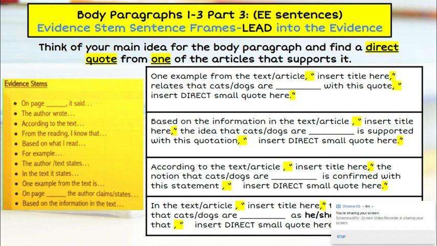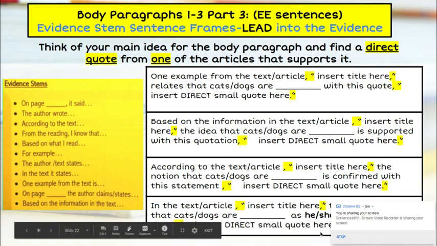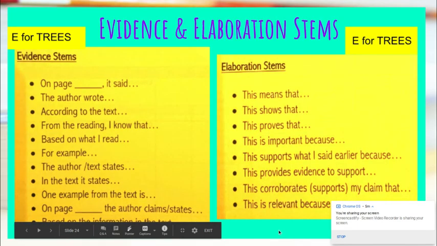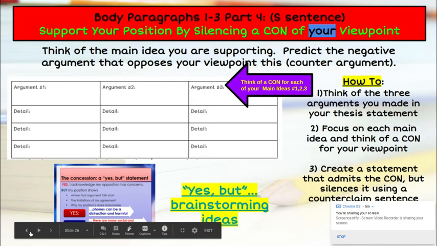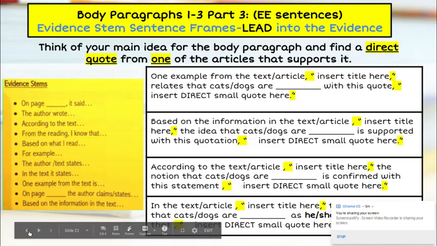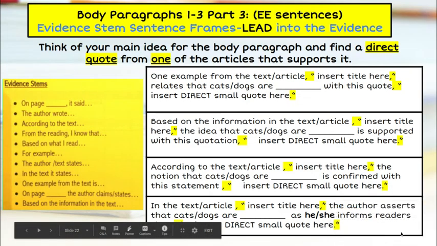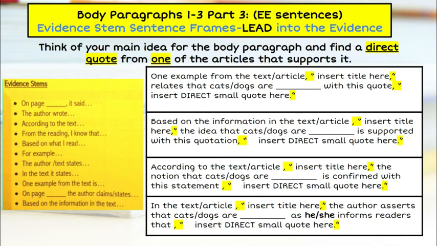Look how we can expand upon it. According to the text article, the notion that cats and dogs are blank, notion means idea, is confirmed with blank. That means your author agrees with it. In the text and article, sorry, in the text and article, insert the title here. The author asserts that cats and dogs are blank as he or she informs readers that blank.